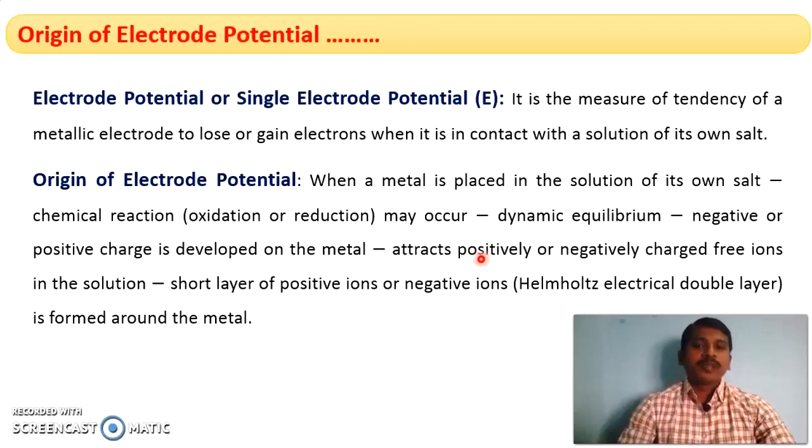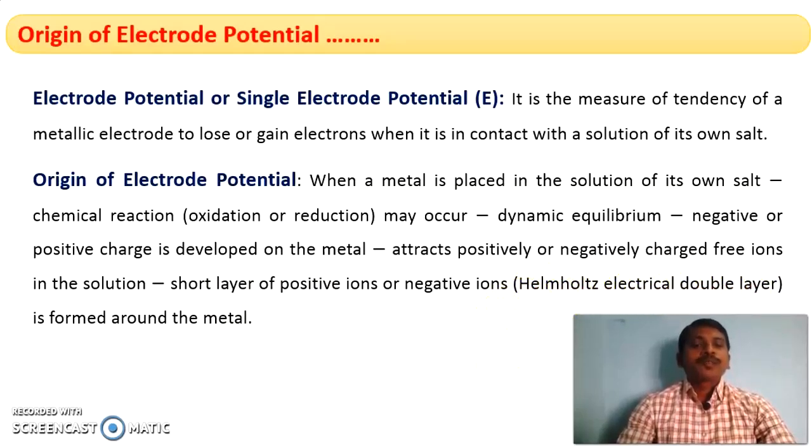And vice versa. After this attraction, a thin layer will be formed all around the metal. The layer may be of positive charges or of negative charges, depending upon the charge developed by the electrode. That layer is called the Helmholtz electrical double layer.